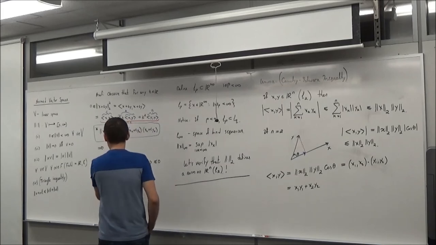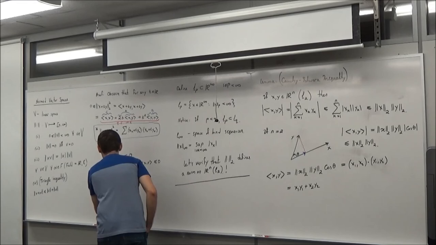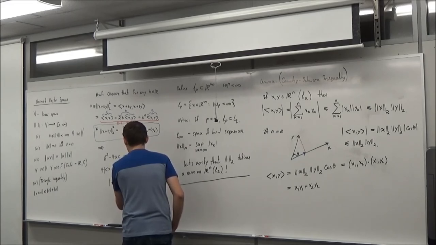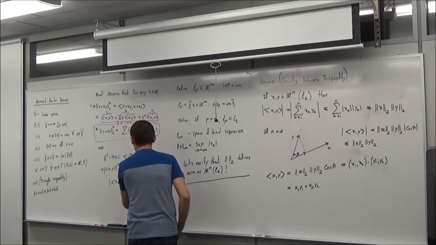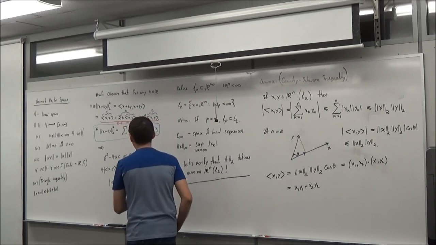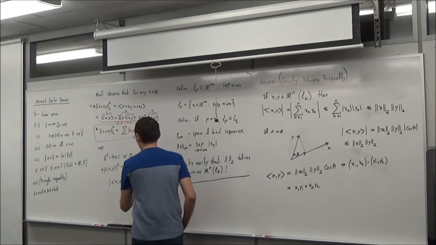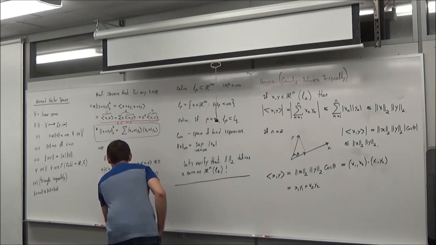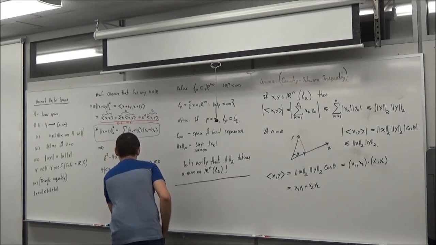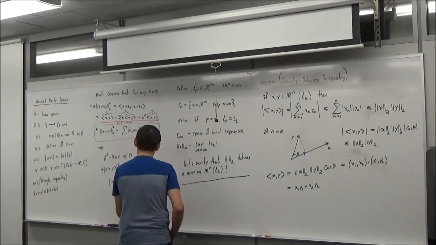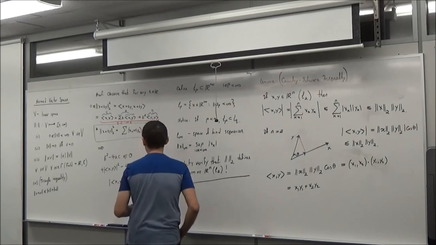So what do we have? We can divide by 4. We have that the absolute value of the dot product, the inner product of x and y, squared, minus the magnitude of y squared times the magnitude of x squared, is less than or equal to 0. Then moving things across and taking the square root, I get the Cauchy-Schwarz inequality. I get that the magnitude of the inner product of x and y is less than or equal to the magnitude of x times the magnitude of y.